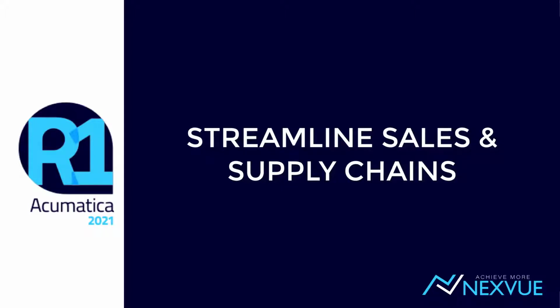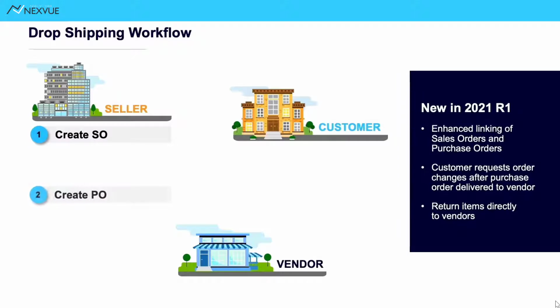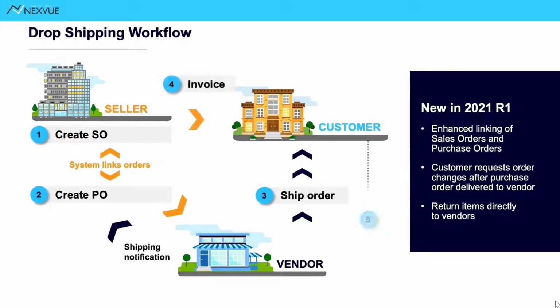Acumatica 2021 R1 helps streamline sales and supply chains, especially through improvements made to drop shipments. As a seller, you don't necessarily want to keep a lot of inventory in stock. Instead, you can place an order with your vendor and the vendor will ship the products directly to your customer, also known as a drop ship.